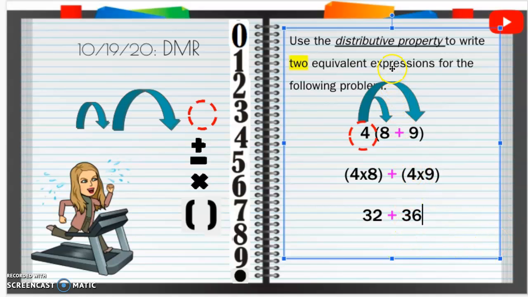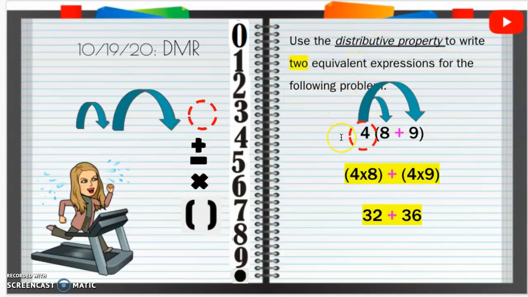That would not be an expression because an expression has to have at least one math operation. So multiplication, addition, subtraction, division. So here's the addition. So this is one way. I'm going to actually highlight that. And here's another way. So those are both ways that we can rewrite this problem using our distributive property. Great job.